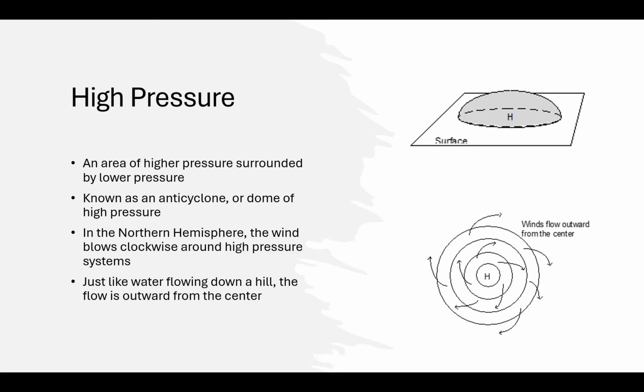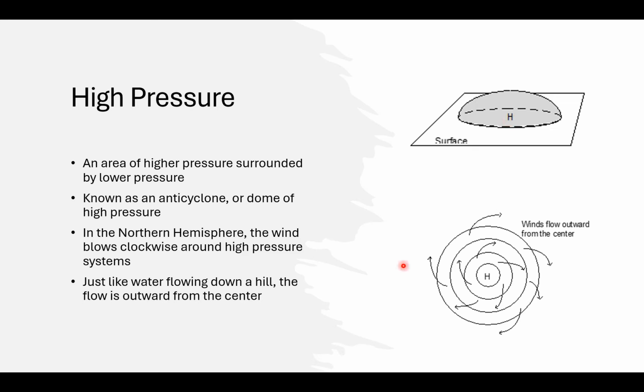All right, so let's start things off and talk about high pressure. And what is high pressure? Basically, we talk about an area of higher pressure surrounded by lower pressure all around it. It's known as an anticyclone or a dome of high pressure. And you can clearly see that over here in the upper right on this graphic. Notice how you have this dome-shaped appearance when we're talking about high pressure.